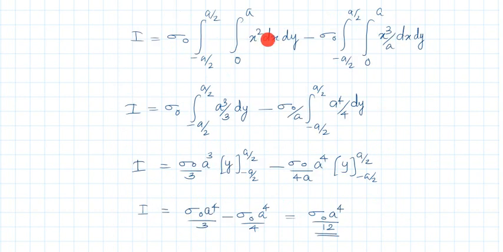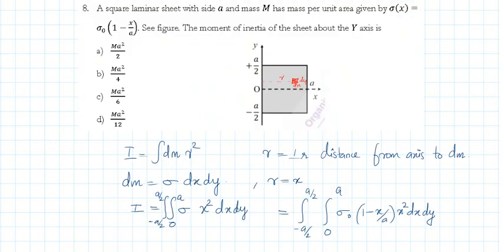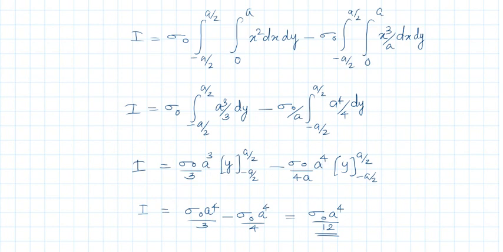Then the integral of x square dx dy, you can split into two integrals. One is sigma 0 times the integral of x square dx dy. The second one is minus sigma 0 times the integral of x by a into x square dx dy. So you will get two terms. In both, sigma 0 you can take outside. Then for x square dx, you will get x cube by 3. Putting limits, that becomes a cube by 3, into the integration over y.